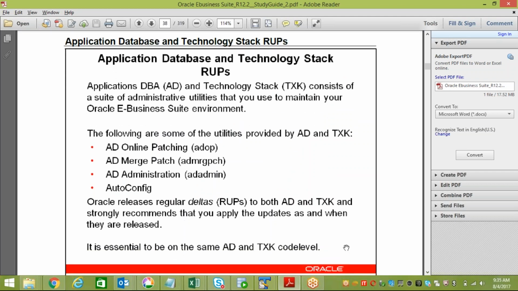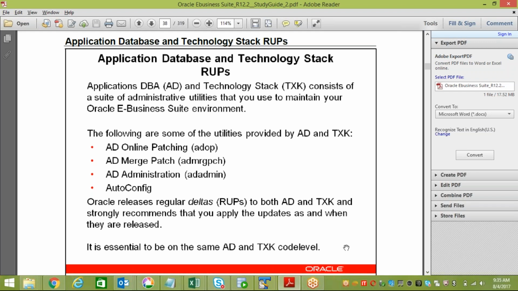Now the additional topic: the Applications DBA tools, AD and the tech stack. The following are some of the utilities provided by AD and TXK. These are the utilities you would be using as part of patching, basically. AD Online Patching, ADOP, is the major utility with which you will be applying the patches. Previously we called it the application AD patch, and in brackets AD patch.